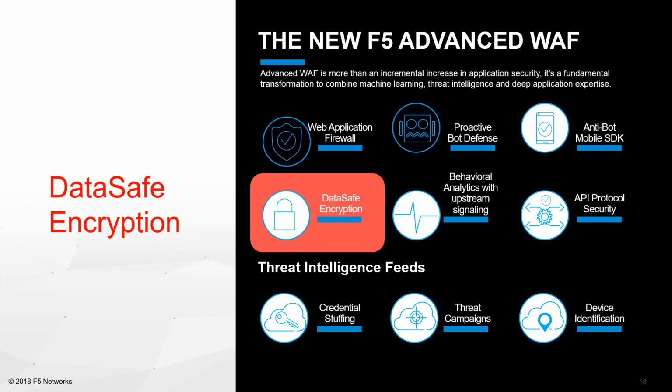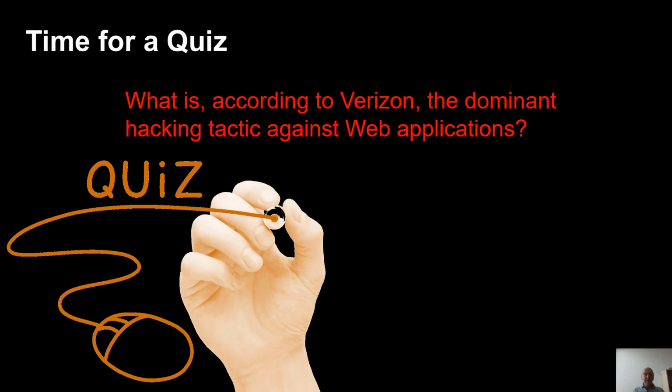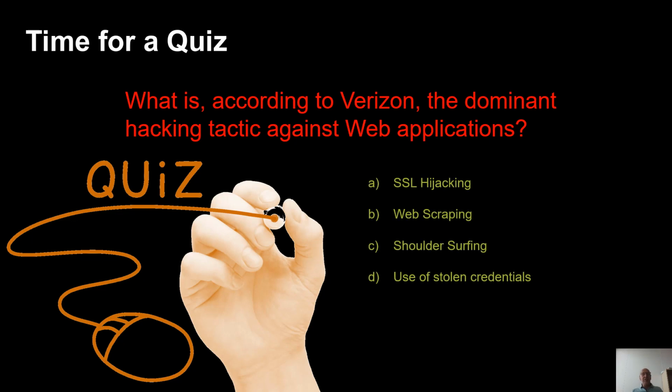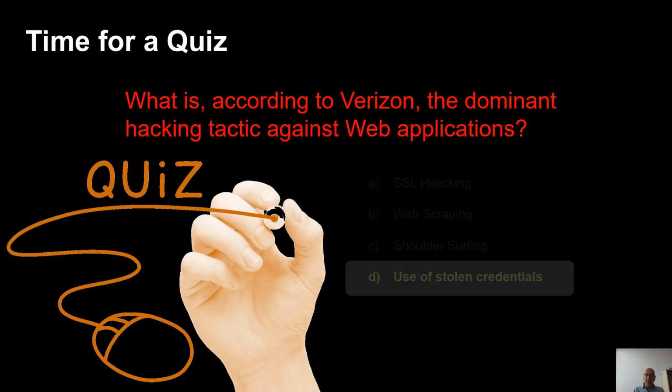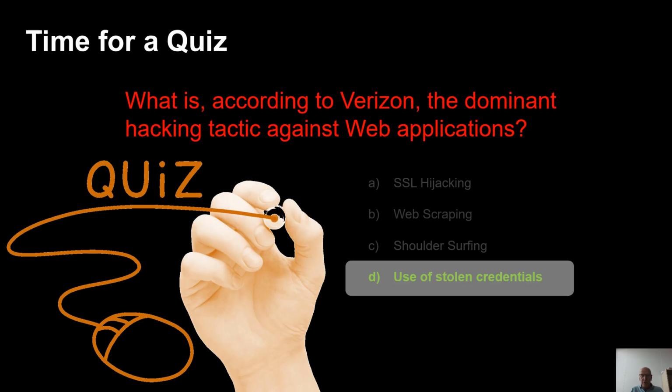And before I explain what DataSafe encryption is doing, let's first look at why we need DataSafe encryption. The why comes from the answer to this question: what is, according to Verizon, the dominant hacking tactic against web applications? If you remember the first slide that I showed you, where we saw that web applications are the number one source of data breaches, there was also a comment on the dominant hacking tactic used. The answers might be: was it SSL hijacking, was it web scraping, was it shoulder surfing, or is it maybe the use of stolen credentials? And if you remember this well, it is of course the use of stolen credentials.